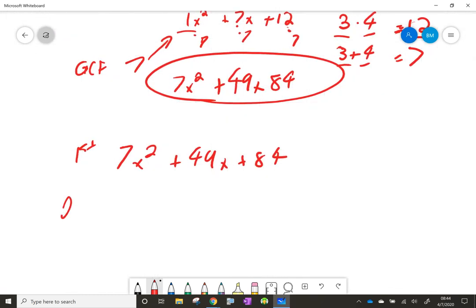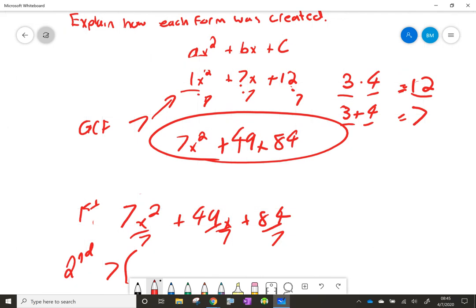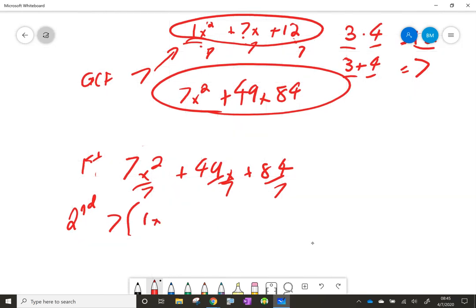So my second form is going to be if I took a GCF out of this, right? My GCF, I artificially made 7, because remember, I multiplied everything by 7. So if I were to divide all of these by 7, right, my factored form would have the 7 on the outside, and it would just become the original polynomial I made, which is 1x squared plus 7x plus 12, right?